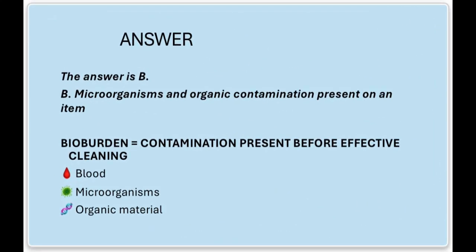The correct answer is B, microorganisms and organic contamination present on an item. Bioburden refers to microbial contamination associated with an item. In sterile processing, blood, tissue, and other organic material can contribute to the contamination that must be removed during cleaning. This is the reason why it is such a critical step.